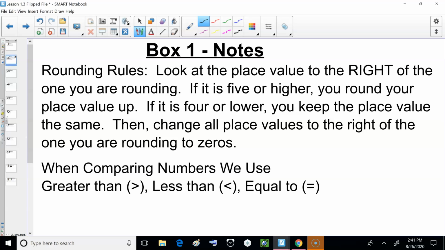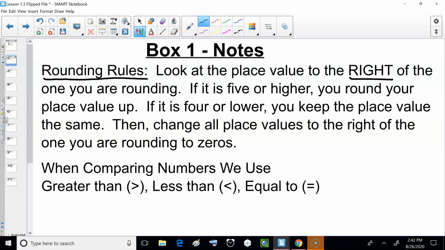So our rounding rules are like this. You want to look at the place value to the right of the one you are rounding. If it is 5 or higher, you round your place value up to the next number. If it is 4 or lower, you keep the place value the same. Then you change all place values to the right of the one you are rounding to zeros. So that's our rounding rules, and we'll see some examples on the next page.